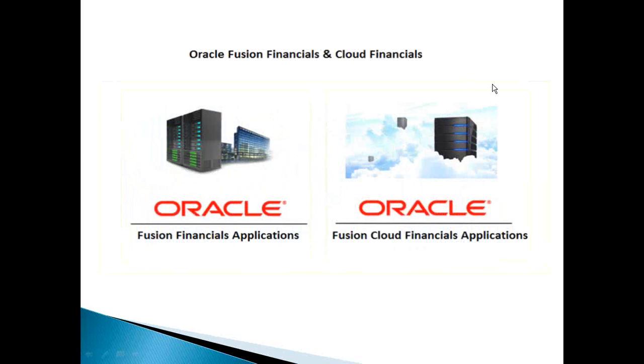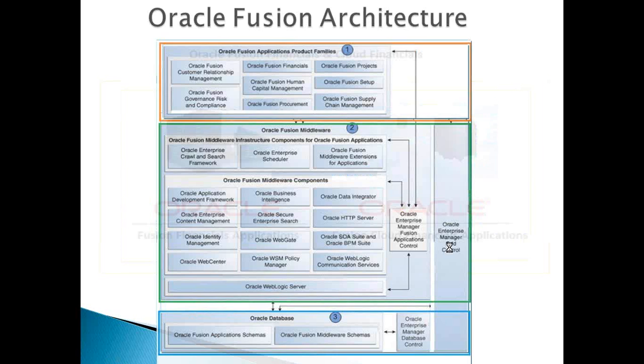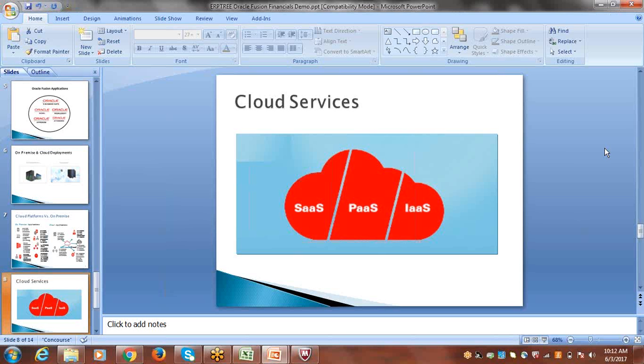The same, I think this point we already discussed. What is the meaning of Oracle Fusion Financials and Cloud Financials? The Fusion product, if you install it on your own server, we call Fusion applications. And the same Fusion applications, without installing, if you take the subscription from Oracle with the model called cloud, we call Fusion Cloud applications. And this is the Fusion architecture. We'll go and talk about that in detail.